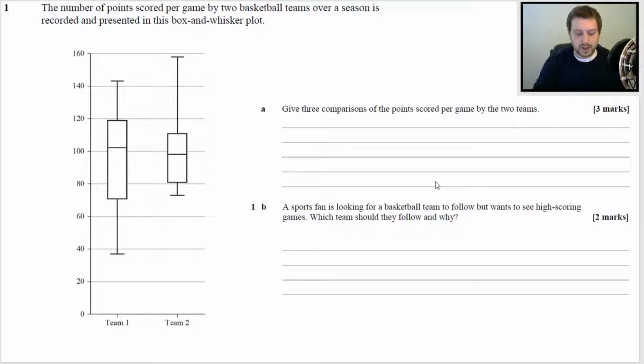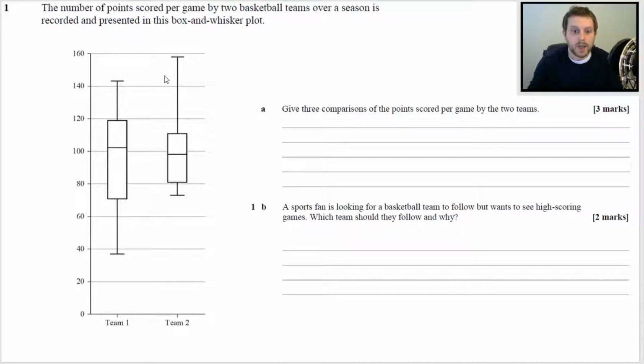I just wrote Team 1 scored slightly more points on average because we're comparing medians, so you want to compare the average. You also want to make some comparison about the spread, so you could literally just say Team 1 has a larger interquartile range and it also has a larger range, although it's a bit easier to tell with the interquartile range. And if you're looking for a third comparison, you can make some comment about Team 1 having a lower minimum than Team 2, or Team 1 having a lower maximum than Team 2, just something like that. So I think everyone got all of that right.